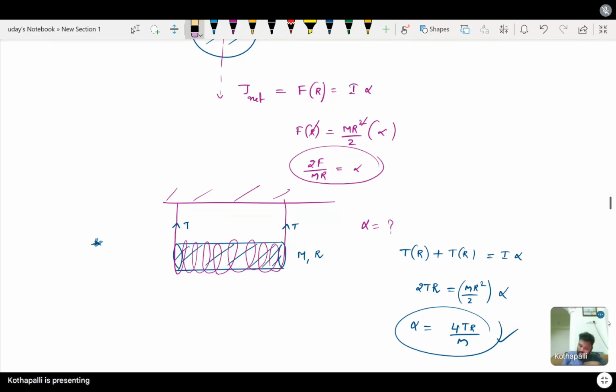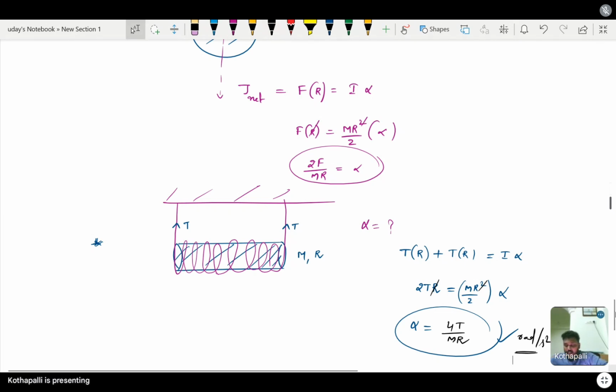One minute, sorry, a small calculation. What will be the answer? 4T by MR, in radian per second squared. Got it? Okay, so this is the way that we calculate the torque, angular momentum, and the approach of calculation of angular momentum and torque.